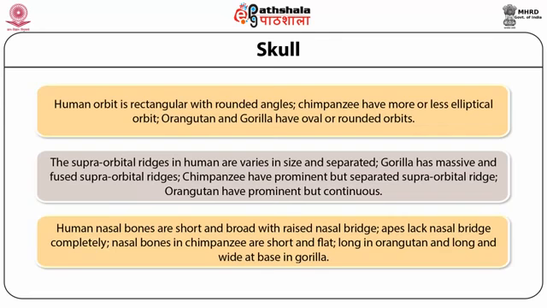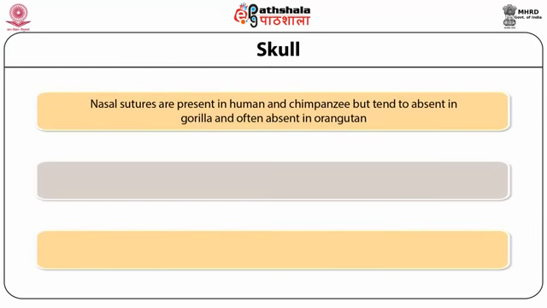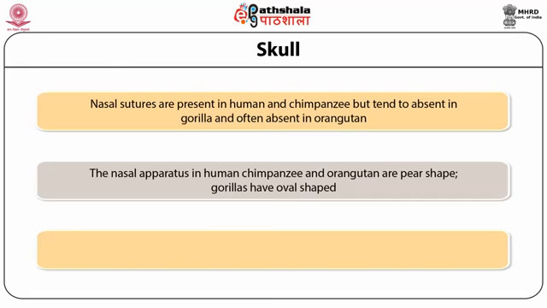The nasal bones in chimpanzees are short and flat, long in orangutans, whereas the nasal bone in gorilla is long and wide at the base. Nasal sutures are present in humans and chimpanzees, but tend to be absent in gorilla and often absent in orangutan. The nasal aperture in humans is pear-shaped. It is so in chimpanzee and orangutan, but gorilla have an oval-shaped nasal aperture.